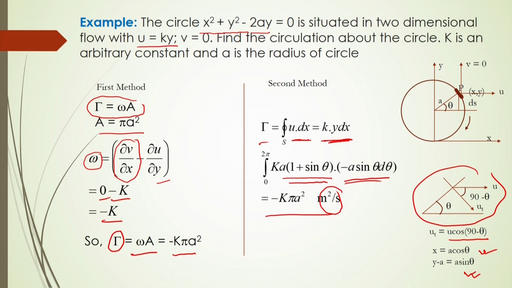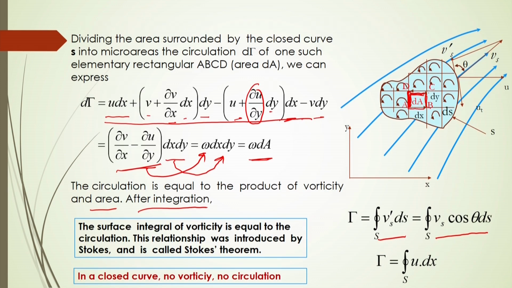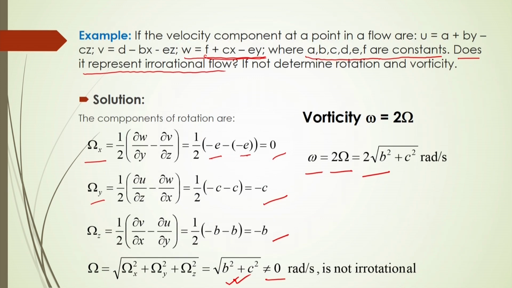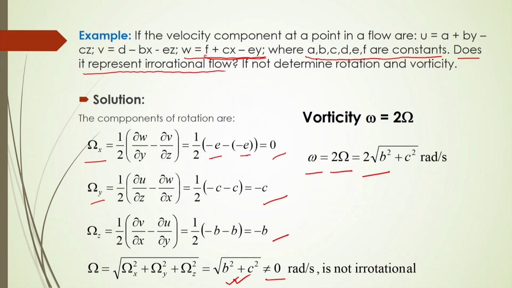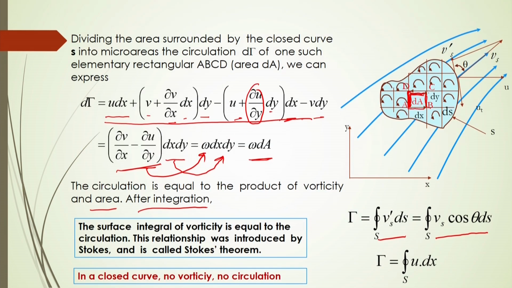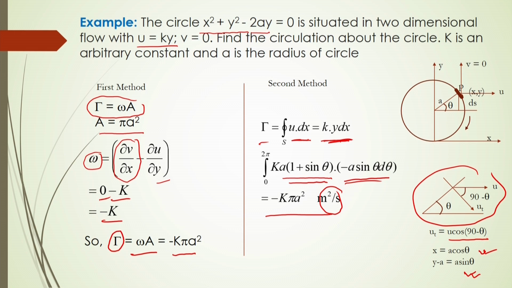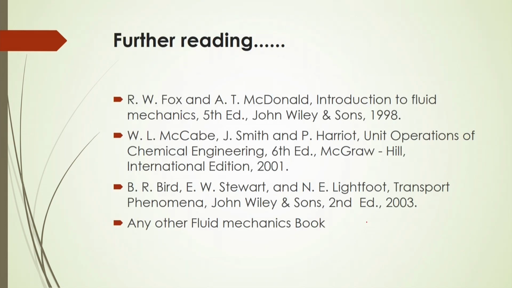Very interesting, we have already discussed how circulation and angular velocity are related. Angular velocity is half of the vorticity, and if you multiply the vorticity by the cross sectional area, you get the circulation.